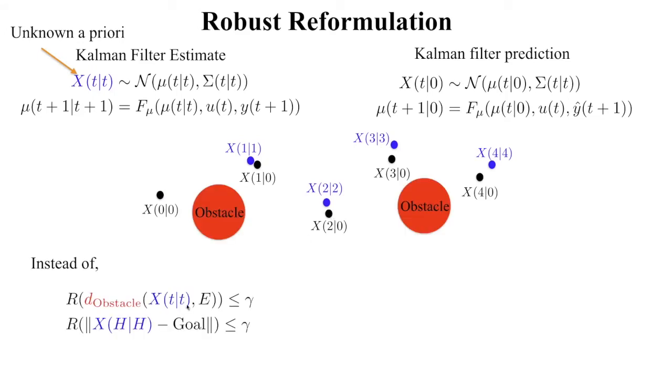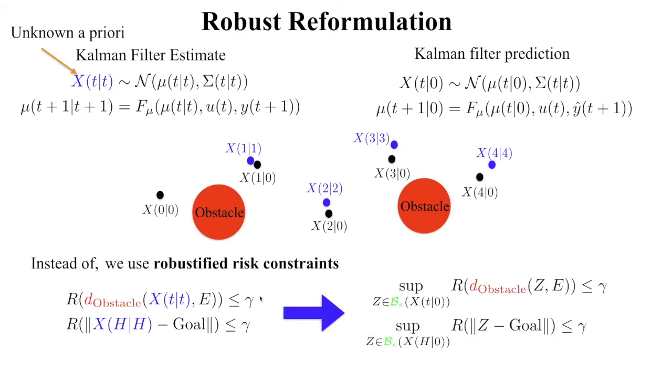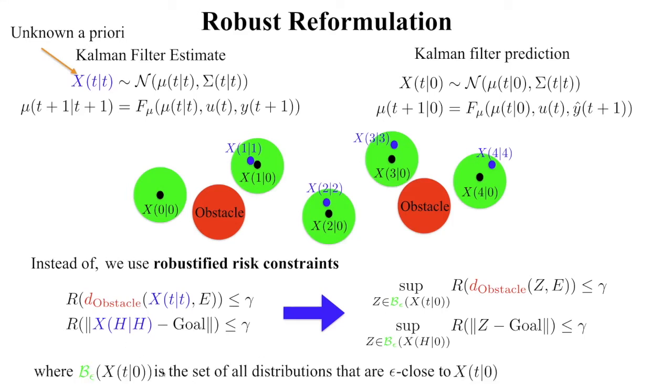Now, instead of the risk constraints from the previous slide in the original problem that I also repeat over here, we instead use the Kalman filter prediction and additionally robustify the constraints. In particular, we see on the right the Kalman prediction over here and the operation B epsilon around it. This operation indicates the set of all distributions that are epsilon close to the Kalman filter prediction. So we put distribution balls around the Kalman filter prediction. This is also written over here. So again, B epsilon is a set of all distributions that are epsilon close. In particular, by epsilon close, we mean in terms of the Wasserstein distance.